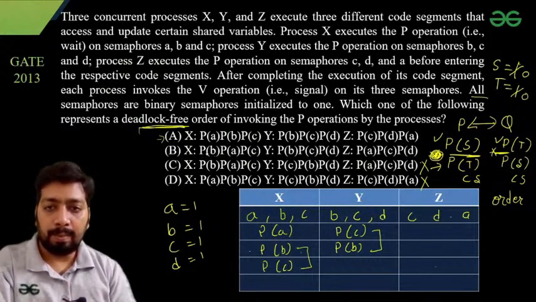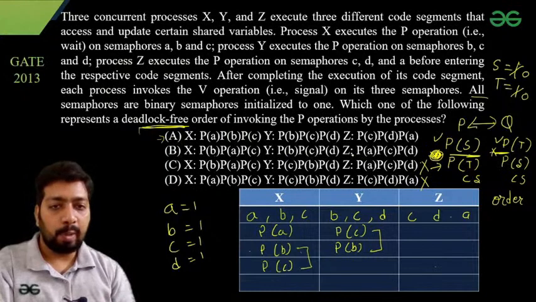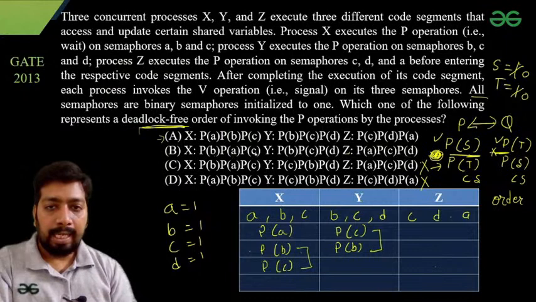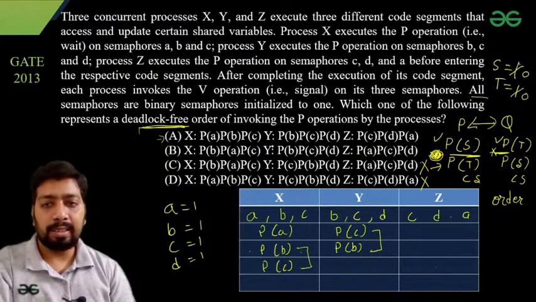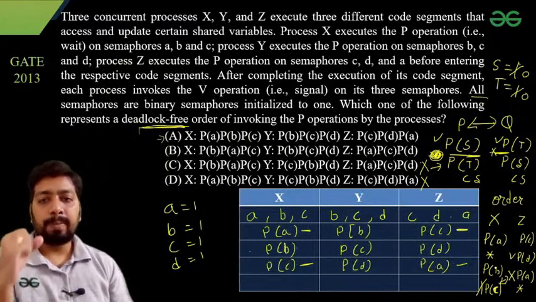Here common is BC. So in process X it was BC, and in process Y it is BC. That's fine. And in process Z it is ACD. So if we see CD in Y and Z, CD is in same sequence, and in Z and X, A and C are in the same sequence. So B is the correct answer. So only option B is correct.